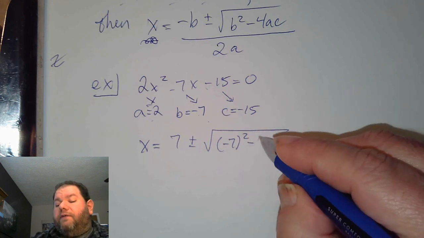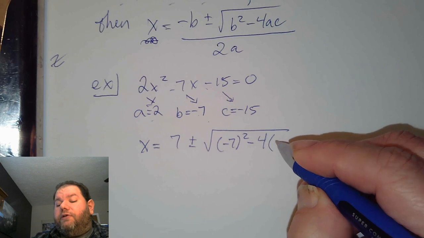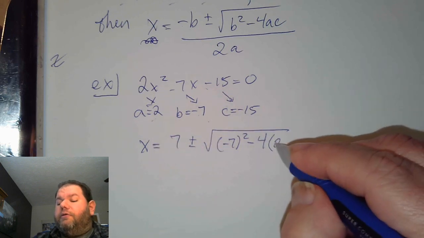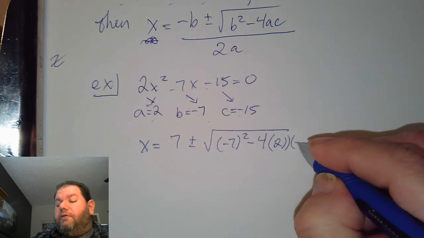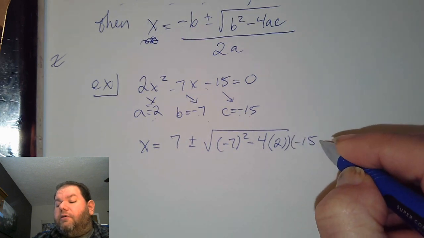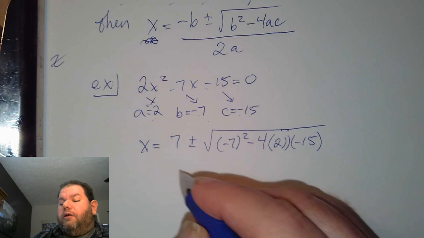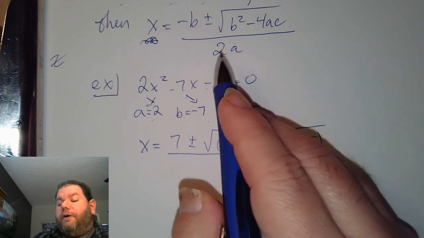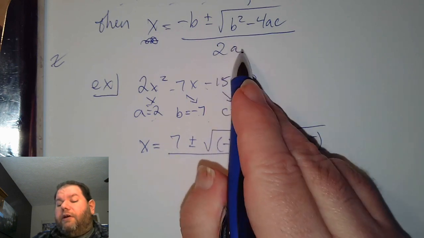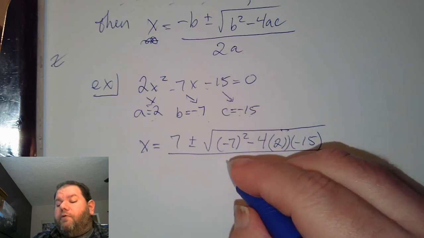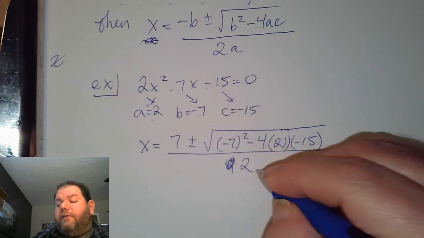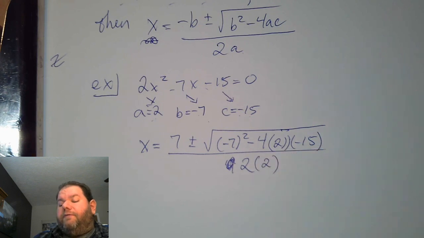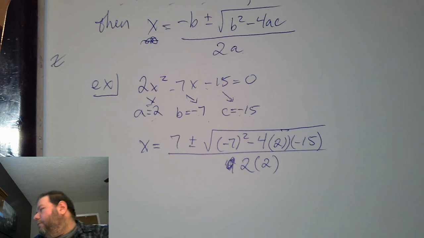And then minus 4 times a, which is 2, and c, which is minus 15. And then the whole thing is divided by 2 times a. 2 times 2 would be 4 on the bottom. Since I'm not really simplifying anything yet, I'll just fill in 2 times 2 right now. We'll make it 4 the next step.